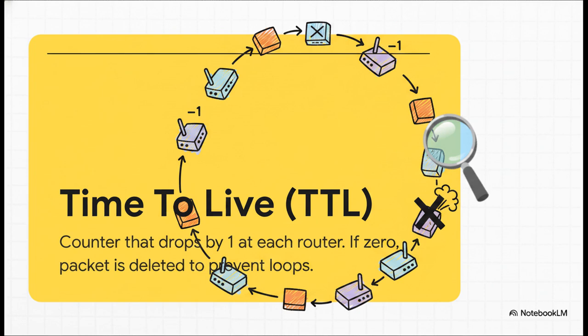Now there is a tiny detail here that literally saves the internet from collapsing. TTL, or time to live. Imagine a packet gets lost between poorly configured routers, just bouncing back and forth forever. No way, right? If millions of packets did this, the entire internet would crash. So, to prevent this routing loop, every IP packet has a TTL counter. Every time a router processes a packet, it decreases that counter by 1. If the counter hits 0, the router just goes ahead and deletes the packet. It's a really elegant, self-cleaning mechanism for the web.